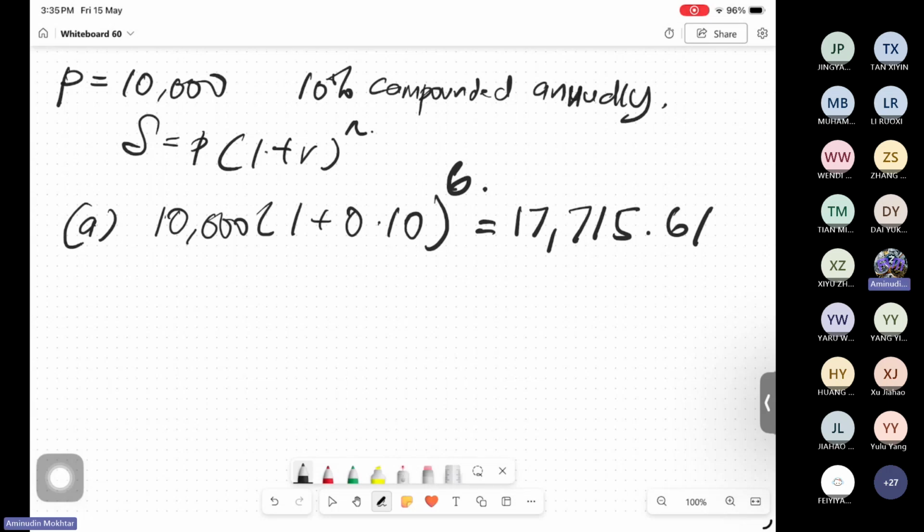Based on the dividend of 10%. Okay. The next one, B.